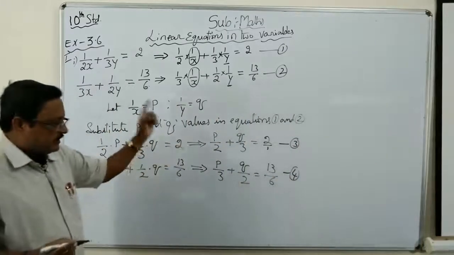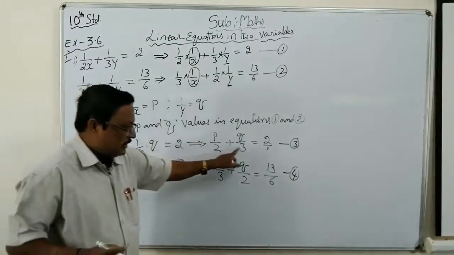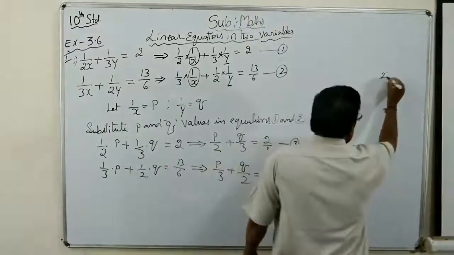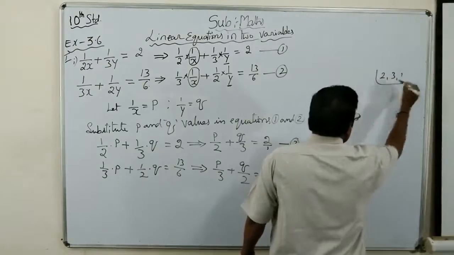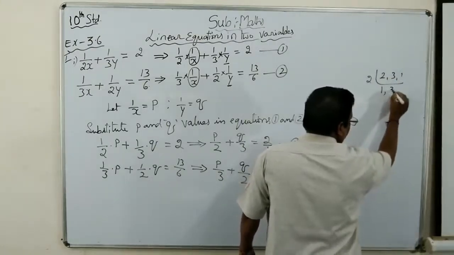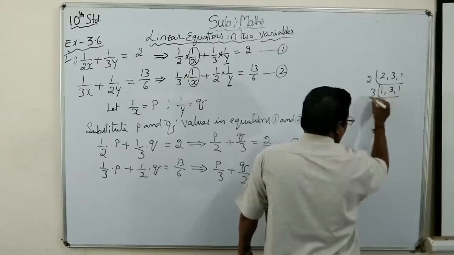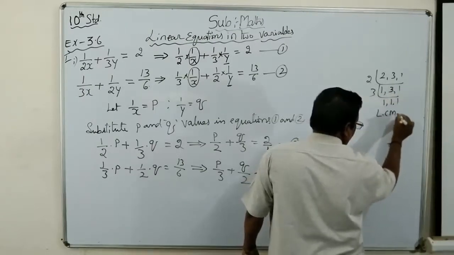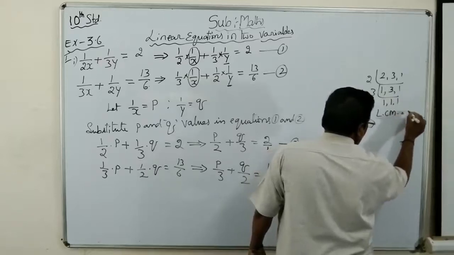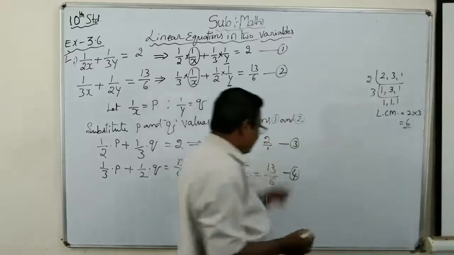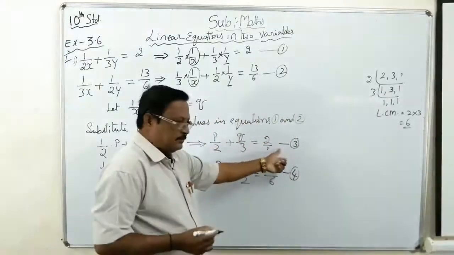In equation 3, you see 2, 3, 1. LCM of 2, 3, 1: take the second table, 2 once 2, 3 as it is, 1 as it is. The LCM is 2 into 3 is equal to 6. LCM is 6, for the third equation.